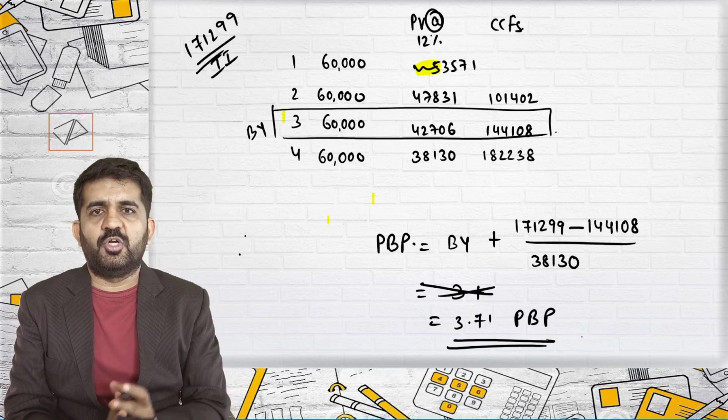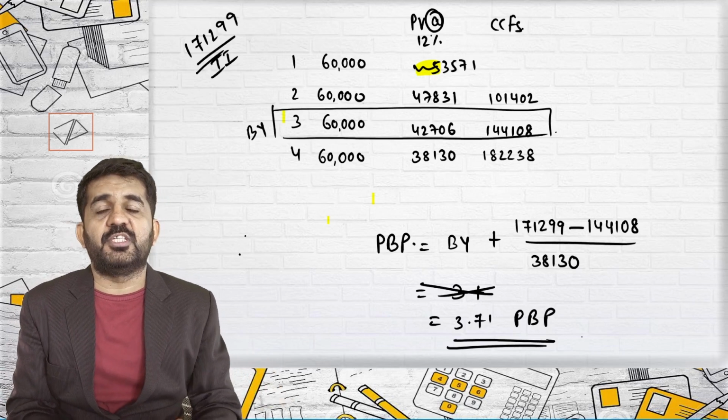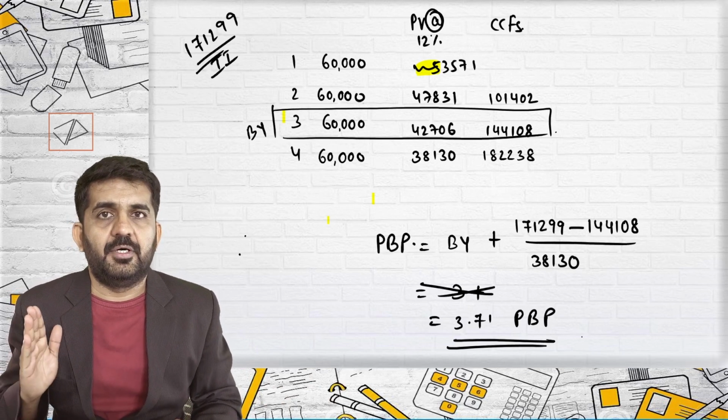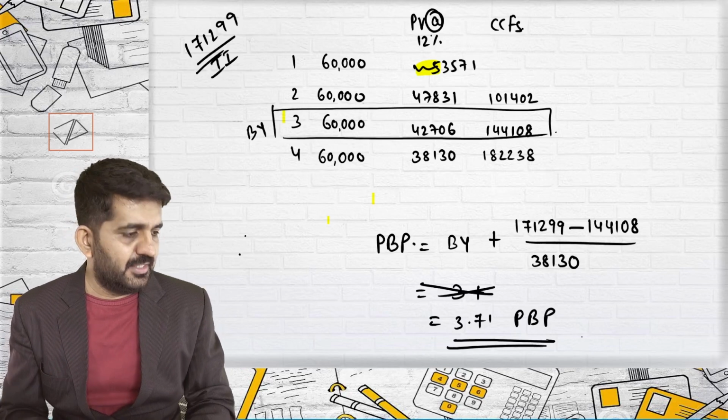So I think this is one of the most important questions as far as this type of question is concerned, or understanding of payback period, present value, NPV, IRR, and profitability index is concerned.